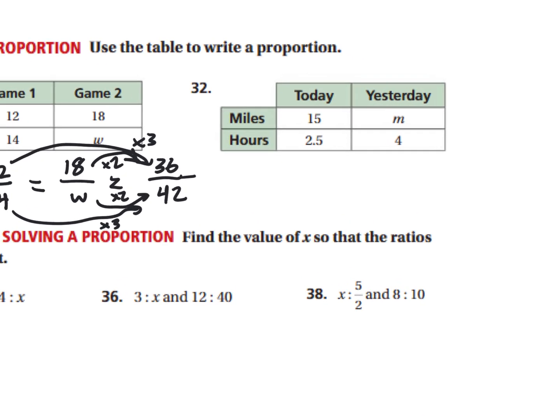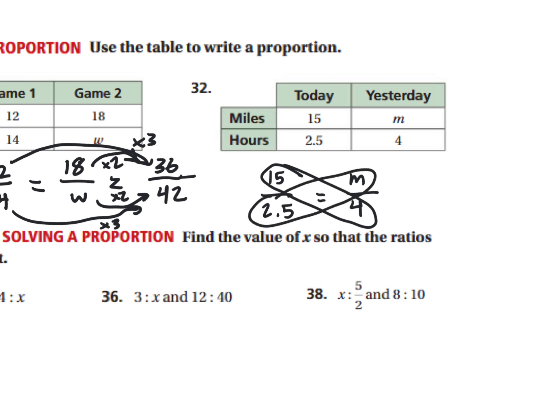Okay. Number 32, we're going to set up the same. Again, make sure you line up your labels and they have to be different, right? Miles on top, hours on the bottom. And now we're looking for miles on top with 4 hours on the bottom. For this one, I see a decimal. I am not going to even try and worry about that. Automatically, I'm going to do my butterfly method. You could have chosen a different method. I'm going to do this.